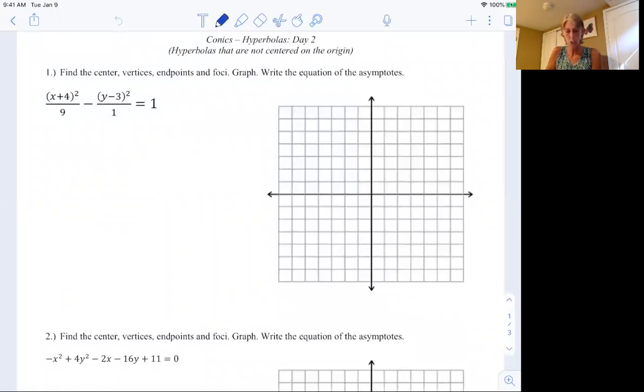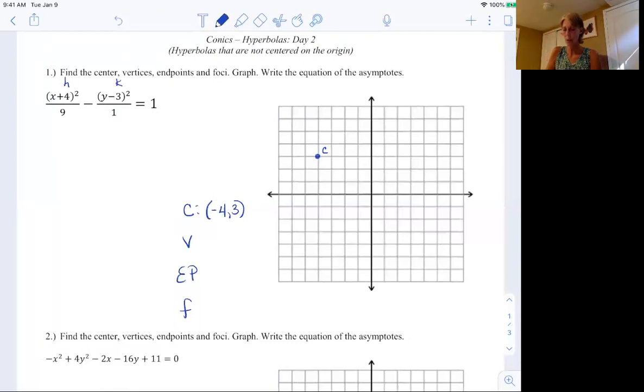So the first thing we're going to do, and I'm going to write this stuff down here so I don't get it in the way of our hyperbola, because I know it's going to be up in that top left corner there. We're going to identify our center. Our center, h and k. So our center, we take the opposite, -4, 3. There's my center.